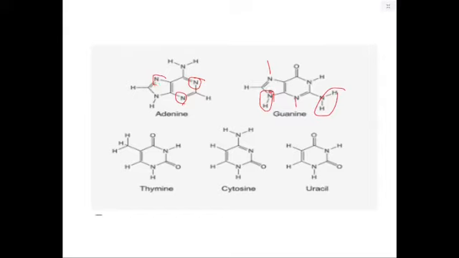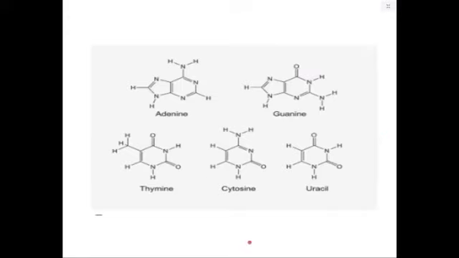Indeed, for guanine, the most susceptible position is N7. Guanine is the most susceptible, I believe, also because of the presence of this amino group, which is an electron pusher. It will push electrons into the system. Because of that, guanine has the highest susceptibility to alkylation, especially at position number 7.